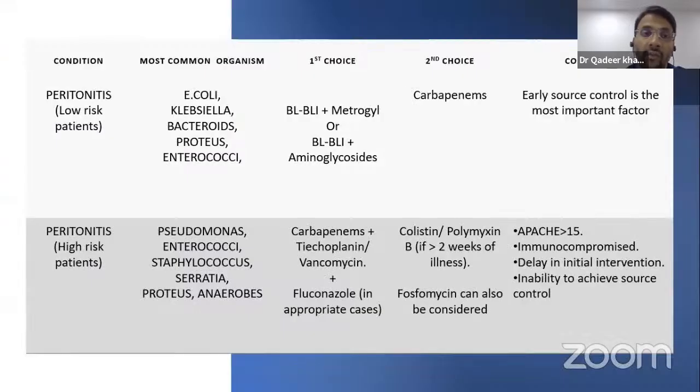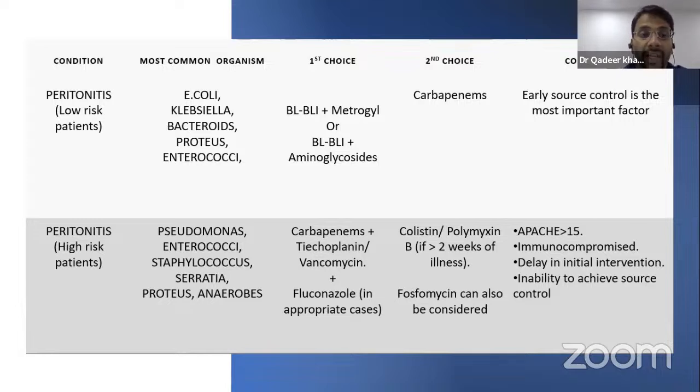So as we thought, peritonitis, if the patient is low risk, as not in this case, the most common organisms will be E. coli, Klebsiella. The first choice will be a BLBLI combination along with metronidazole, or BLBLI with aminoglycosides. And early source control, removal of the catheter, and other supportive care are required for those patients.